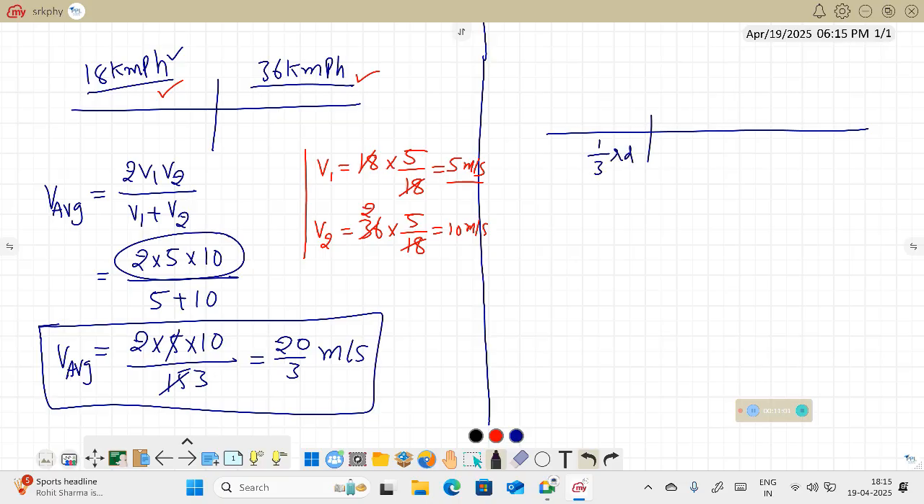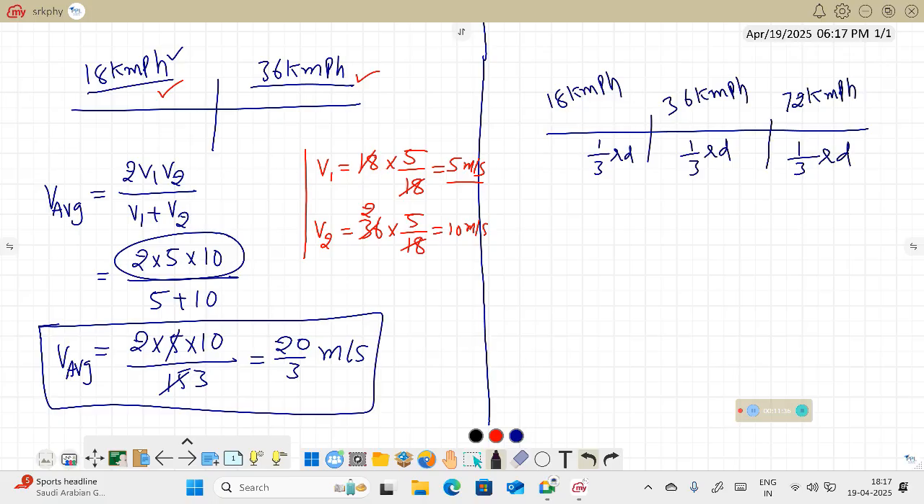First, 1/3 of the distance with 18 km per hour. Second, 1/3 of the distance with 36 km per hour. And the last 1/3 of the distance with 72 km per hour. Calculate the average speed in this case.